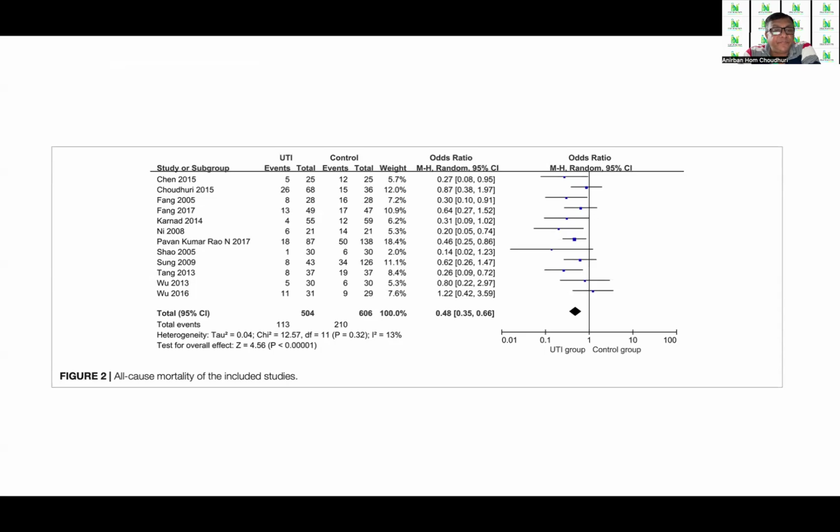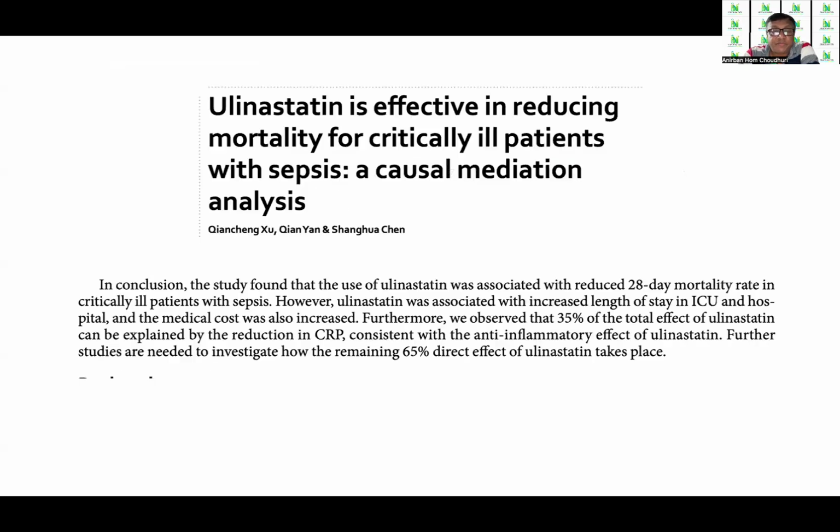If you see the different studies in the meta-analysis, the ulinastatin group has been favored in a large number of these studies. Although, as I said, these studies were from China to a large extent, even then we can see that barring one or two studies which are too close to the midline on either side, almost all others favor the use of ulinastatin. Now, ulinastatin is effective in reducing mortality for critically ill patients.